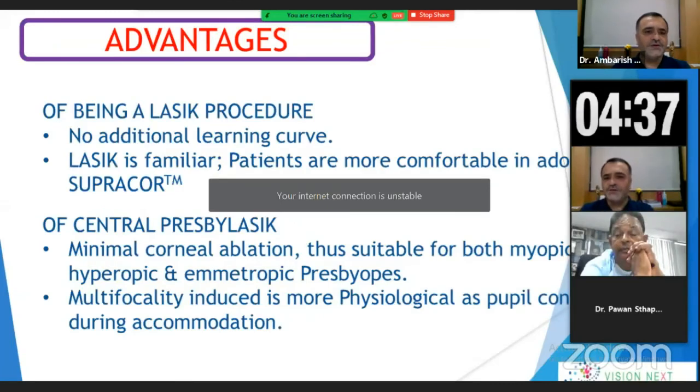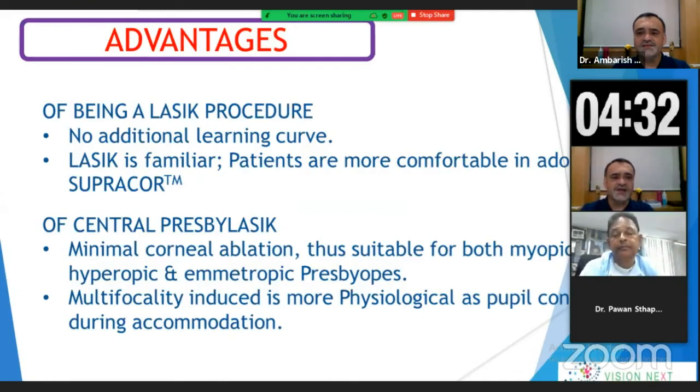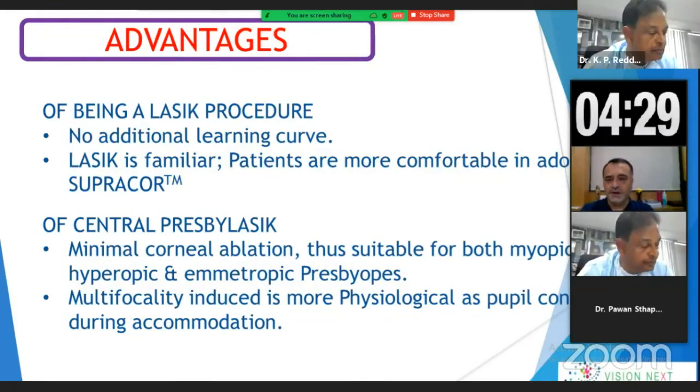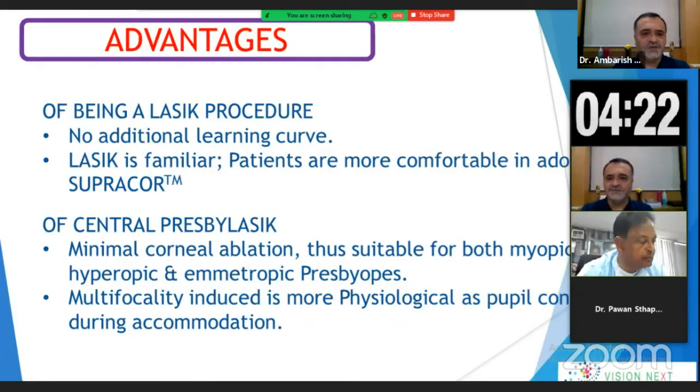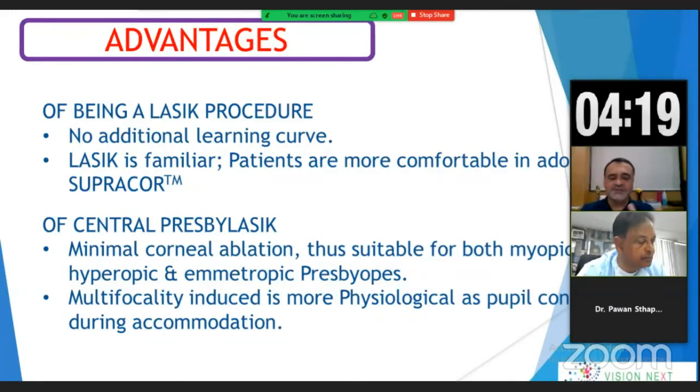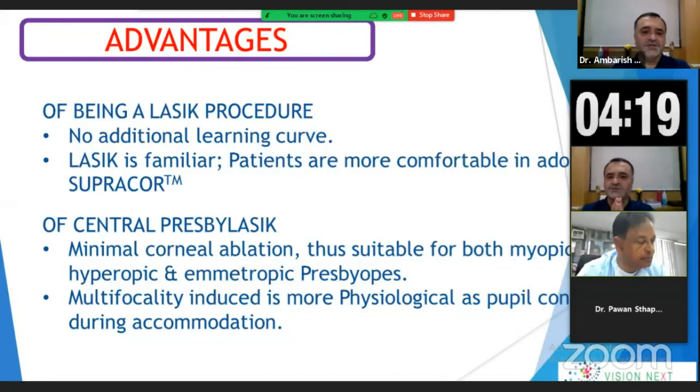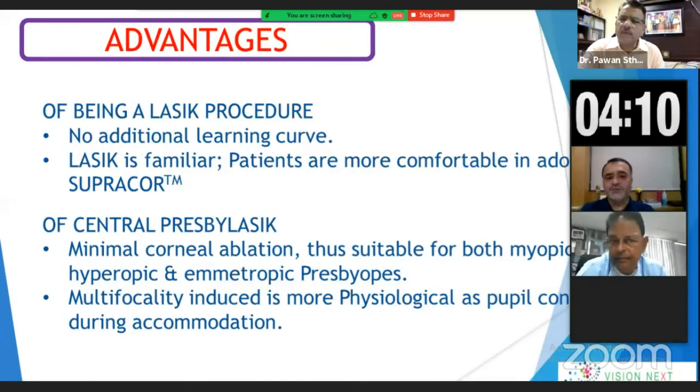The advantage of Supracore is basically, being a LASIK procedure, we don't require any extra skill. As a LASIK surgeon, we are well versed with all the technology modalities, and so no additional learning curve is required. LASIK familiar patients are more comfortable with corneal presbyopia. Minimum corneal ablation, as I already told you, this actually helps, and this is suitable for myopic, hyperopic, and metropic presbyopia. Being pupil oriented, it's more of a physiological thing.